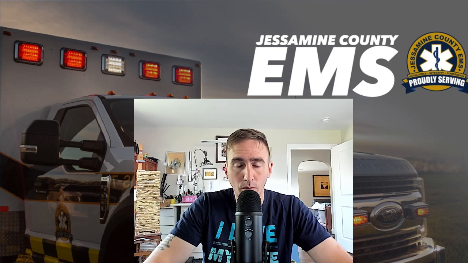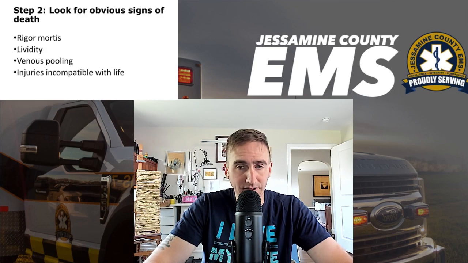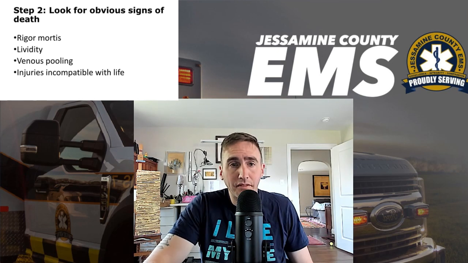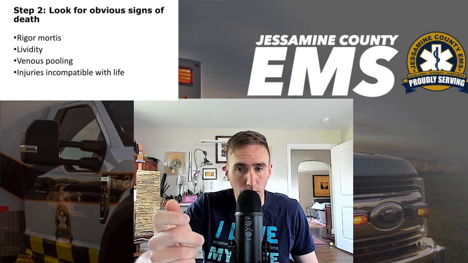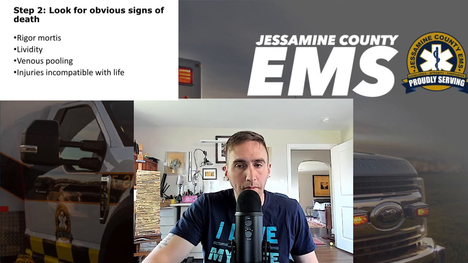Once you have completed step one, which was to evaluate to see if there are no signs of life, then you move on to step two, which is to look for obvious signs of death. What we consider obvious signs of death is rigor mortis, lividity or venous pooling, and/or injuries that are incompatible with life.